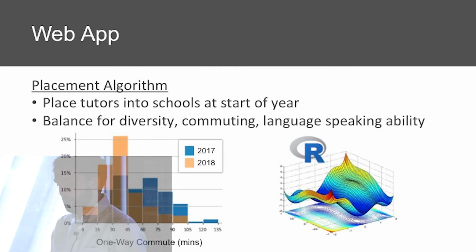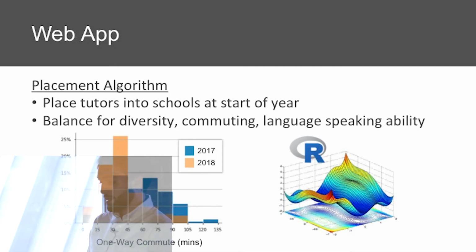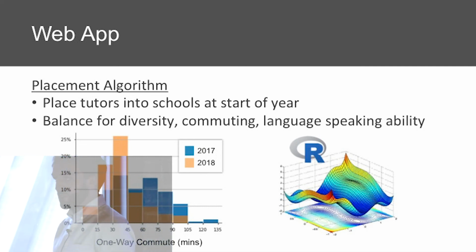The last thing I did in my mentorship was build a Django web app to serve a machine learning tool. So in the last year and a half, I wrote a placement algorithm using R that places our tutors into schools based on diversity, short commute times, and language speaking ability. This year, our tutors are traveling on average 90 hours less than they did last year over the entire course of the program, and only 10% of our tutors are traveling more than 60 minutes one way.